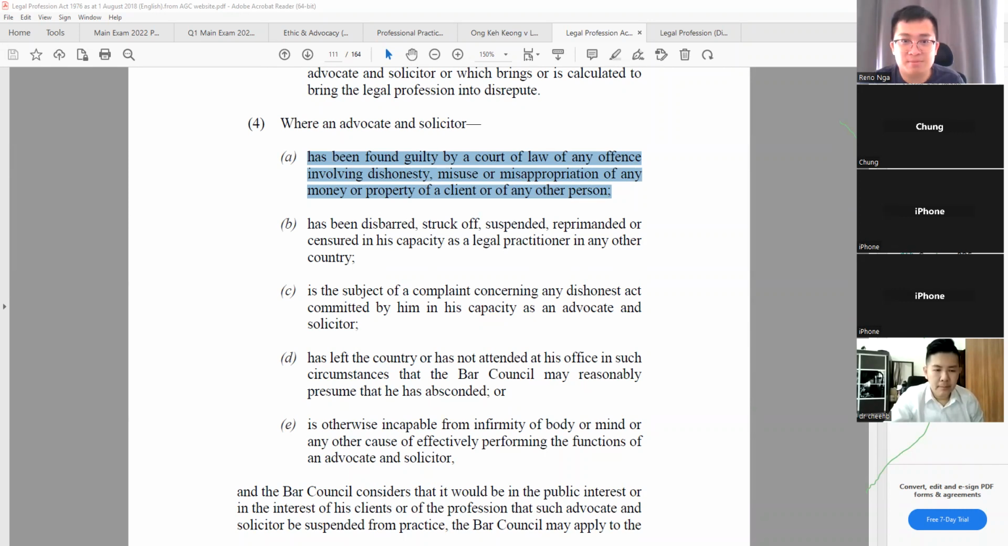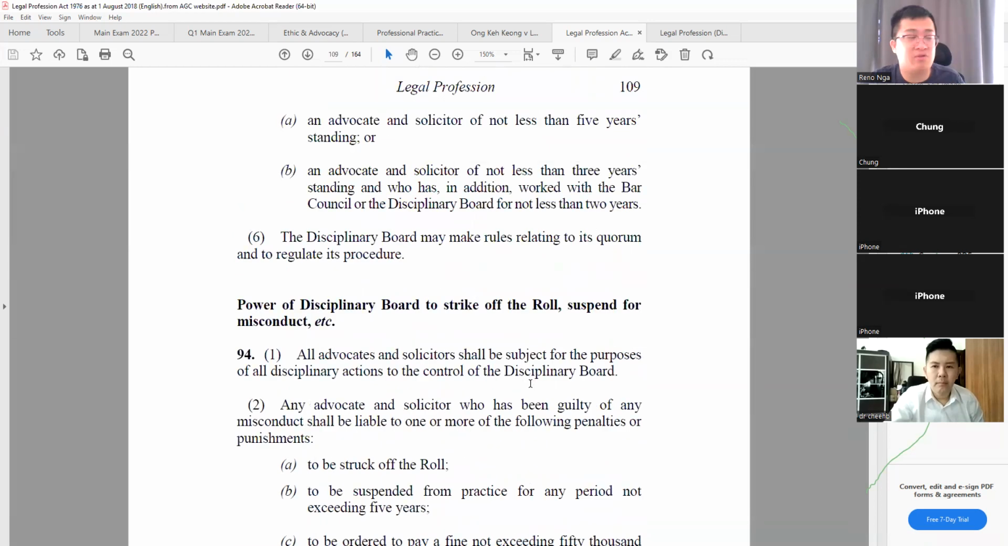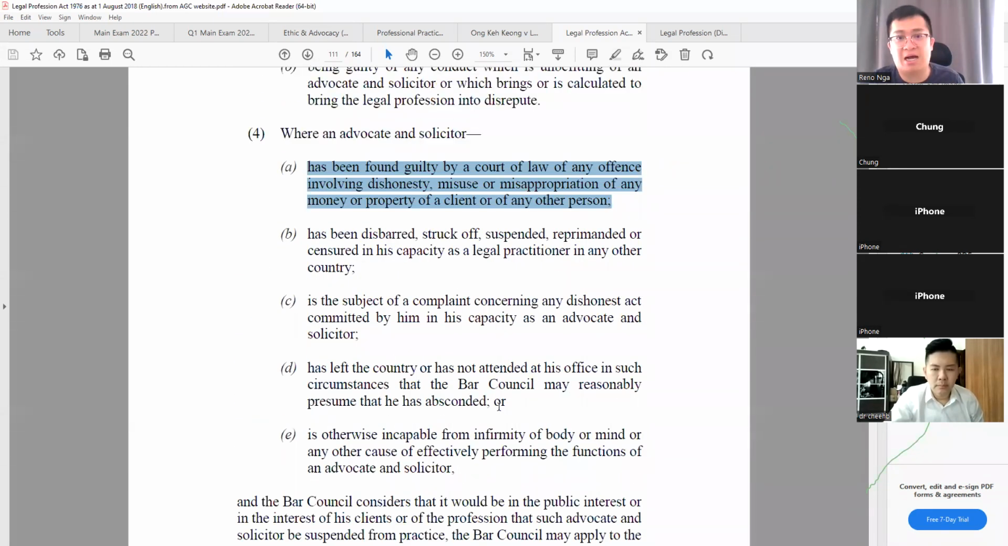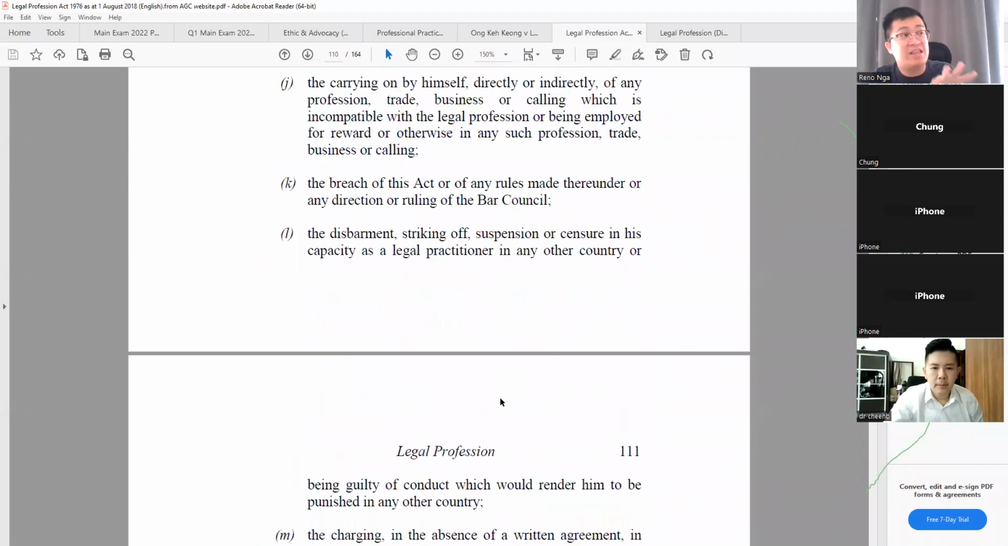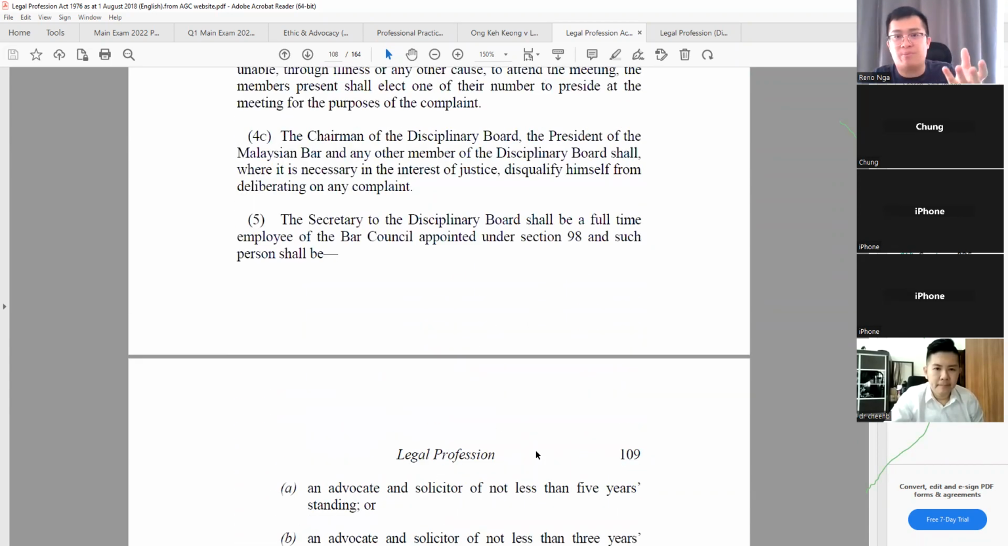Beyond reasonable doubt. Actually, Dennis Wong asked another question. Actually, section 88 capital A and section 94 sub 4 are very similar. How to differentiate? My personal view: 94 sub 4 is for those lawyers who are still practicing. That's why for 94, the title is power of disciplinary board, which means they haven't been struck out yet. You are still practicing, so I want to check your conduct. I want to review your performance.